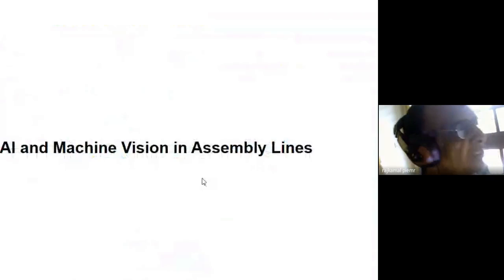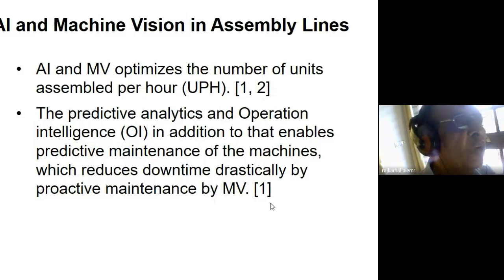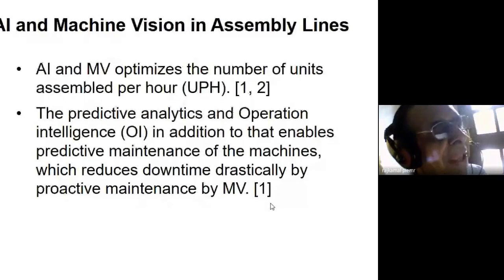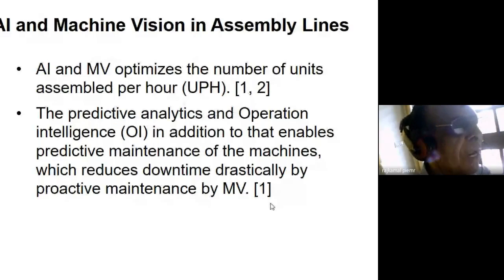Now today we are going to discuss the use of AI and machine vision in the assembly line. AI and machine vision optimize the number of units assembled per hour. That is, the purpose of using AI and machine vision is to optimize the number of units produced per hour, because there is no use of using AI or machine vision and putting in so much investment if it does not improve the number of units produced per hour.